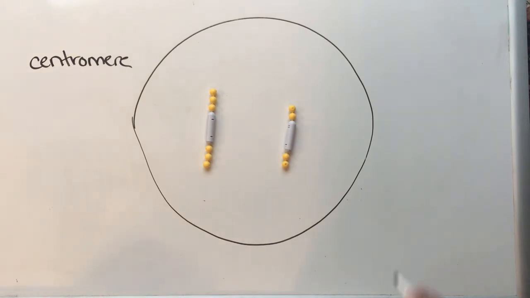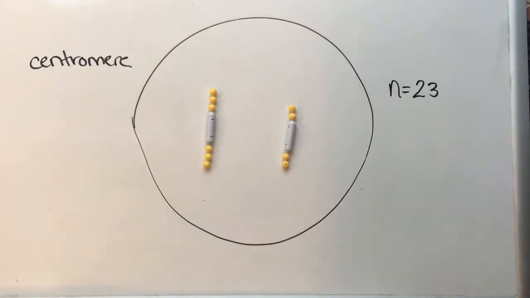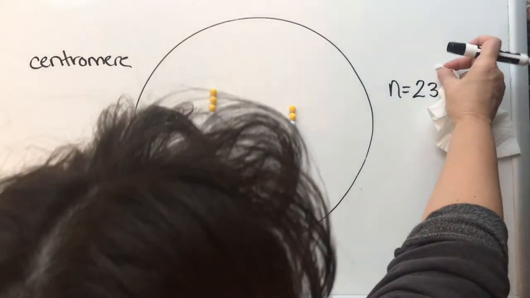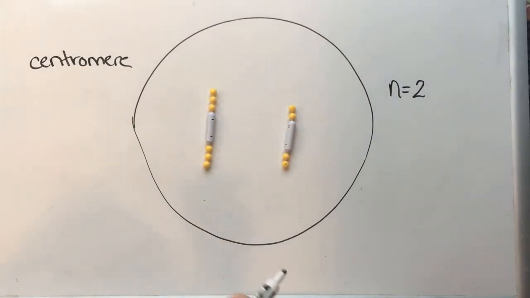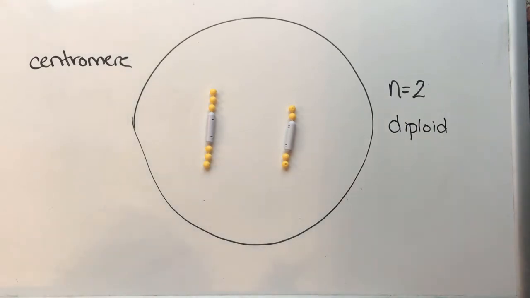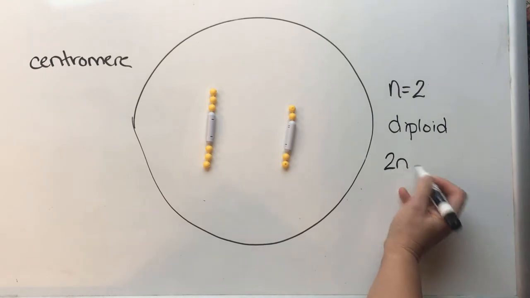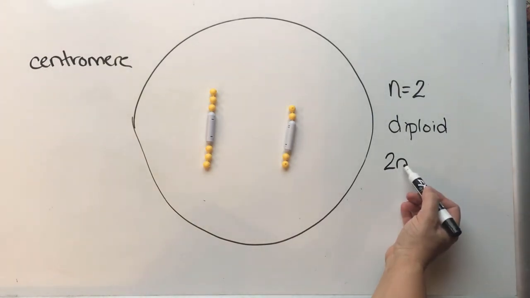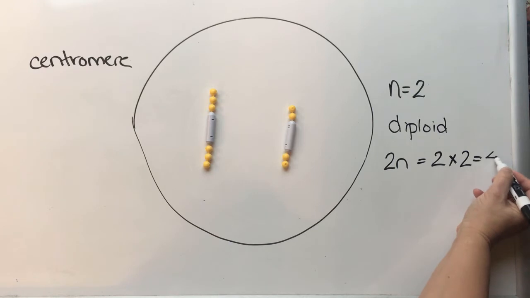In humans, the number of chromosomes is 23. So we would have to have 23 of these to represent a human cell. So we're not going to do that. We're just going to use 2 chromosomes right here. And we're just going to say that our organism that we're playing with has an N of 2, N being the number of chromosomes. In a diploid cell, and these are your general somatic body cells, the number of chromosomes is 2N, which means you have 2 copies of the number of chromosomes. 2 copies of the number of chromosomes equals 4 chromosomes.